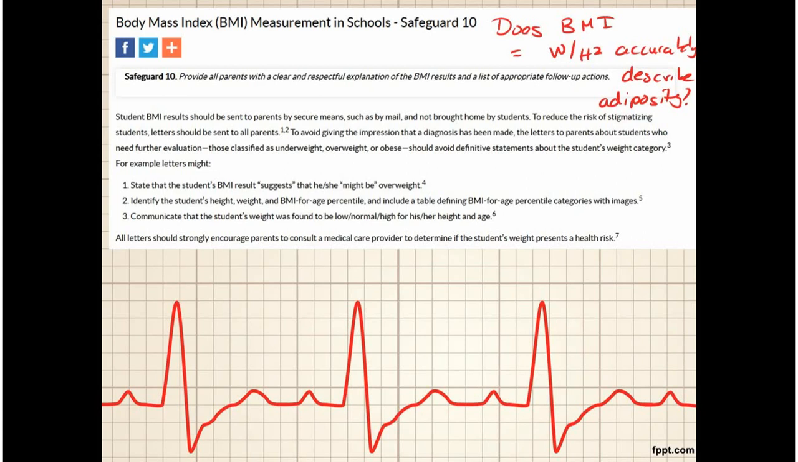So the question is, weight divided by height squared is really pretty accurate as a proxy for percent fat for adults. But does it describe percent fat well for children? Does it accurately describe adiposity in children? Because if we're sending these letters home and they're stressful, believe me, they're stressful when you get a letter like that home about your child, we better be right.